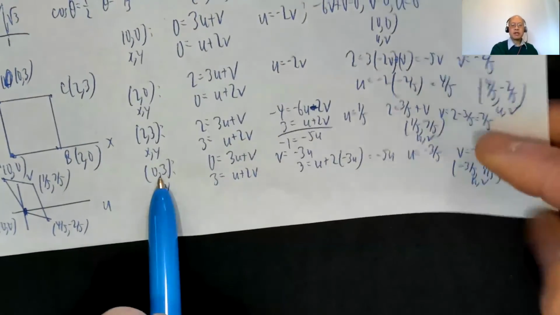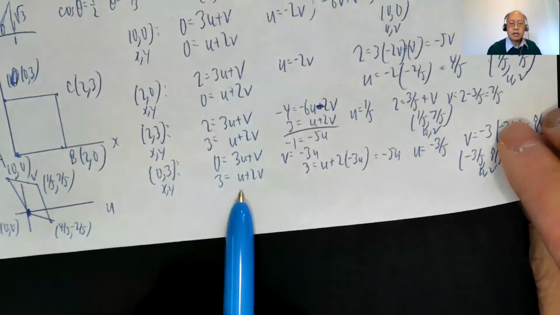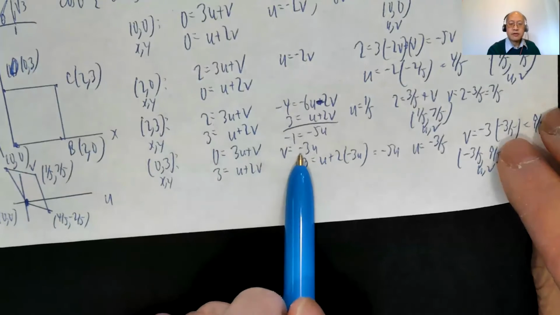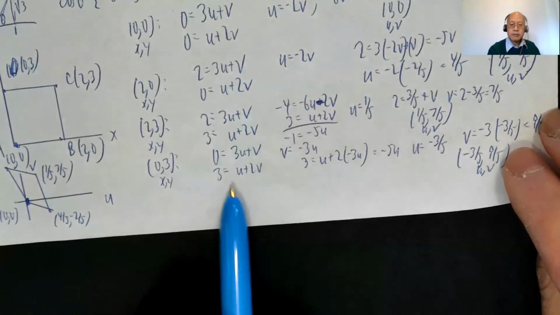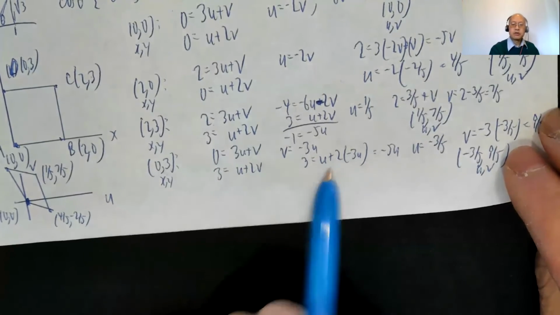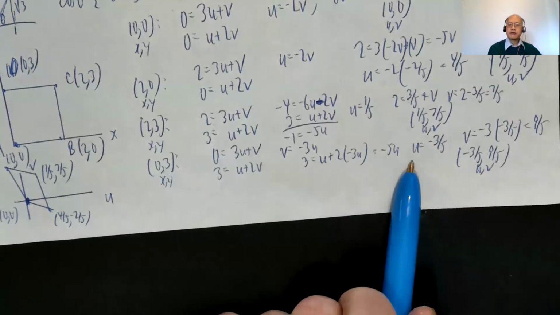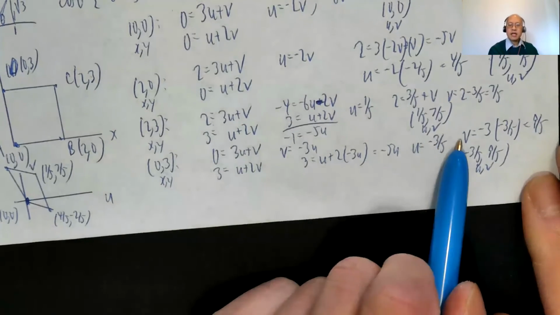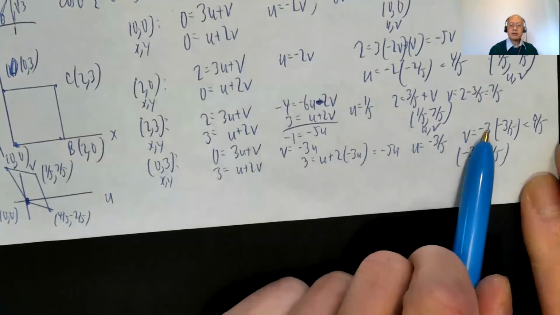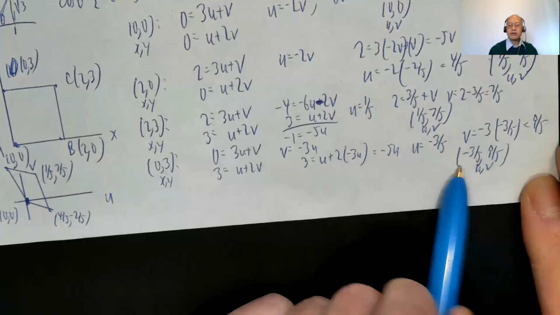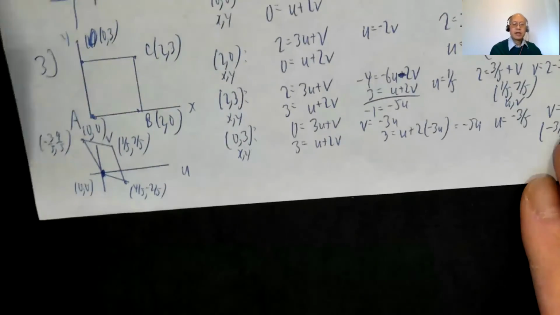Finally, 0 comma 3. 3u plus v is 0. That means v is negative 3u. Plug in here. U plus 2v, negative 3u. That's negative 5u. So u is negative 3/5. Plug in: v is negative 3 times negative 3/5, or 9/5. So negative 3/5, 9/5 is over here.